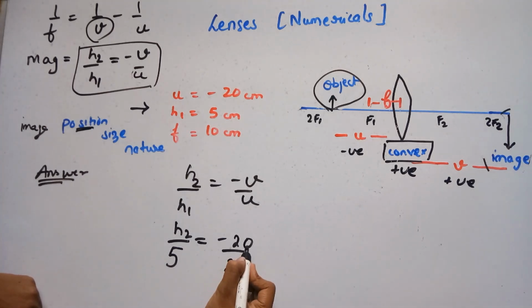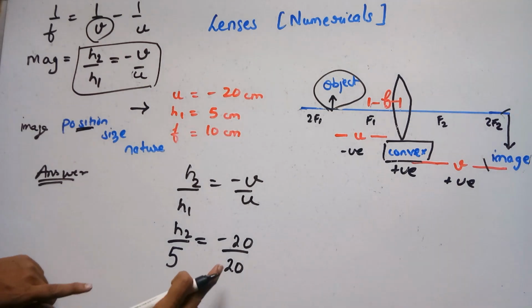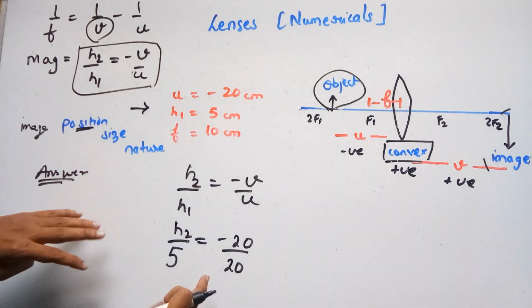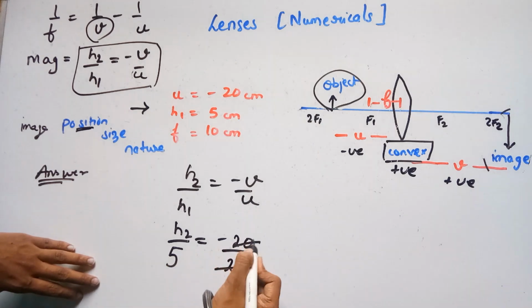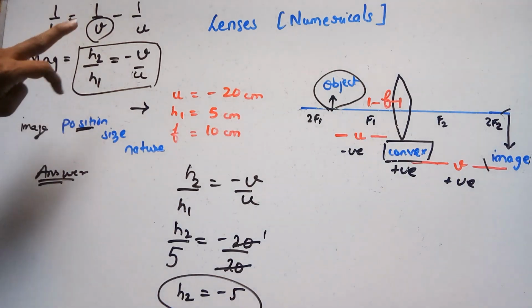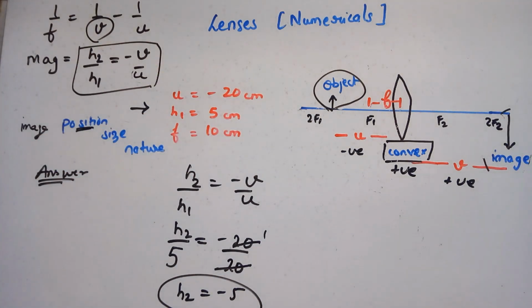So let's do the calculation. The minus sign here was just for the object, so the minus was in the middle. If you do the cross multiplication, the height of the image is going to be minus 5. The minus is because it's downwards, so it is going to be negative. So the height of the image is going to be minus 5.